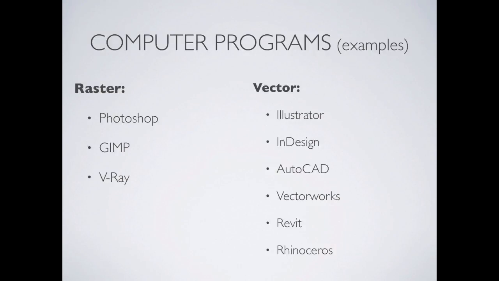Computer programs. Sometimes it's important to distinguish what is one versus the other, and you could probably intuitively guess this. Programs like Photoshop, obviously, are for raster graphics. GIMP is just a variety. It's a free version of Photoshop. V-Ray, however, I know a lot of you haven't taken 136 yet, but you will. V-Ray is a raster graphic program. It does the math, it does the calculation, and it produces just a photographic image, pixel by pixel.